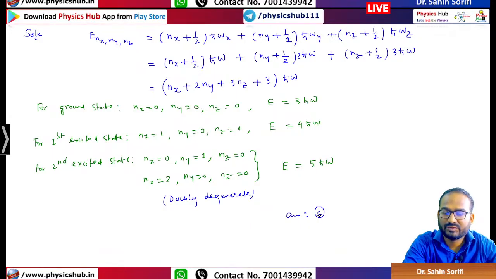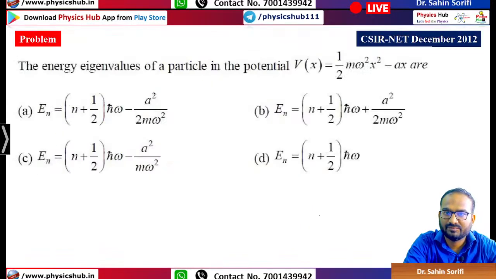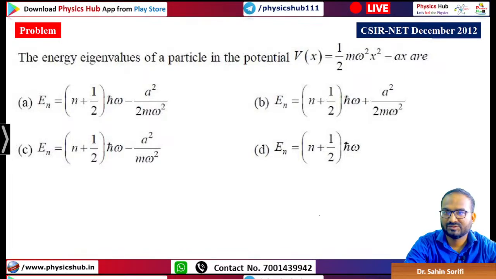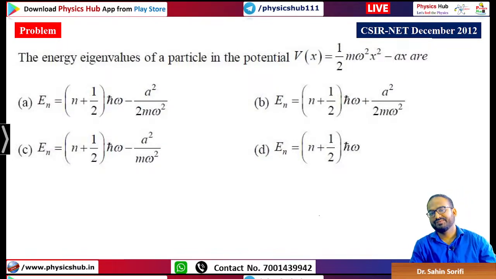Okay, let us do another problem. Little bit difficult problem though. This came in December 2012. Difficult, but if you go in a systematic way, it may appear to be easy. So if you have a harmonic oscillator potential, half m omega square x square, you know that energy is n plus half h cut omega. So if you add minus x to this potential, how will the energy eigenvalue change? That is what it is asking.